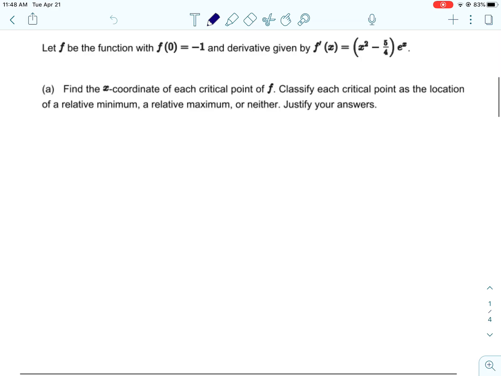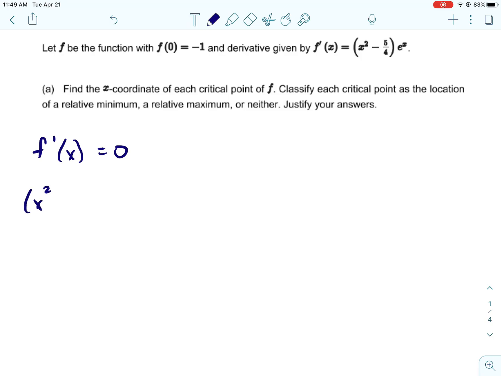Okay, so we have two different functions we're talking about here. We have g, which is a continuous function. G is twice differentiable everywhere except when x is 0. And then we have f, which we know f of 0 is -1, and we know the derivative of f. So the question for A is to find each critical point of f first, and then classify those critical points and justify your answers.